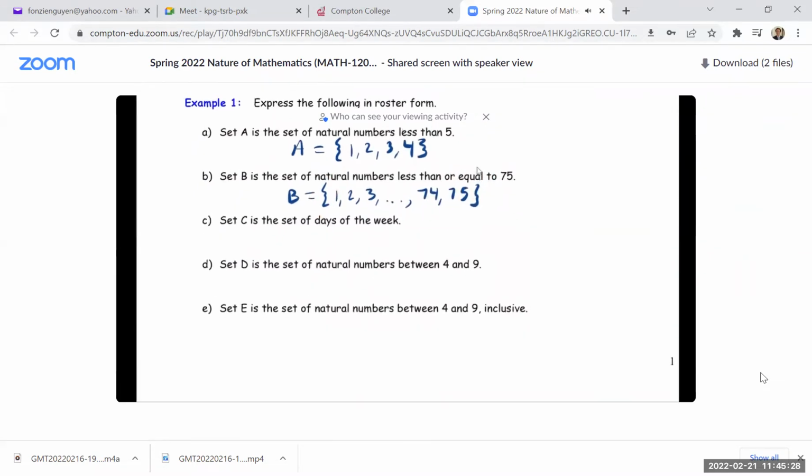All right, set C is a set of days of the week. Anybody know what would go in this set? Sunday, Monday, Tuesday, Wednesday, Thursday, Friday, Saturday. So S, M, T, W, Th, F, S.